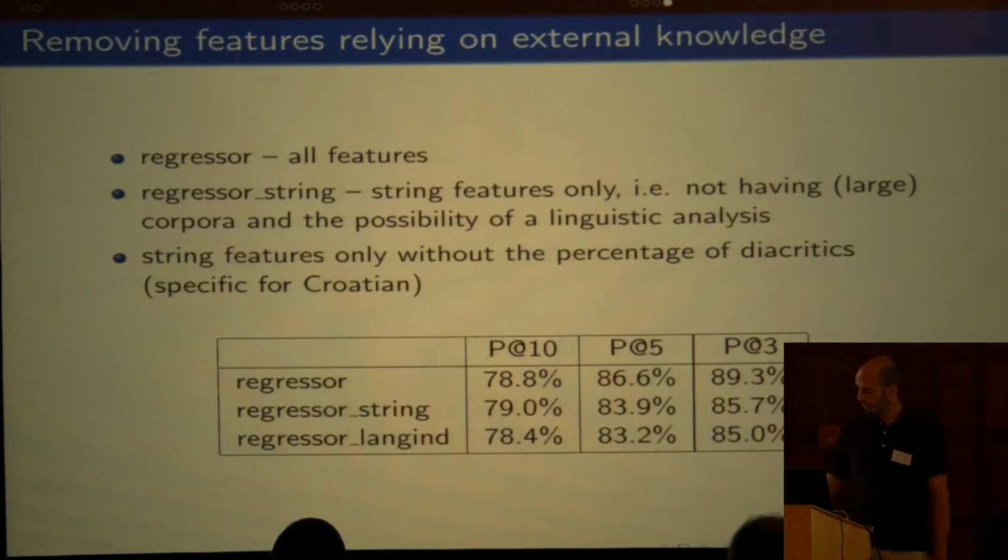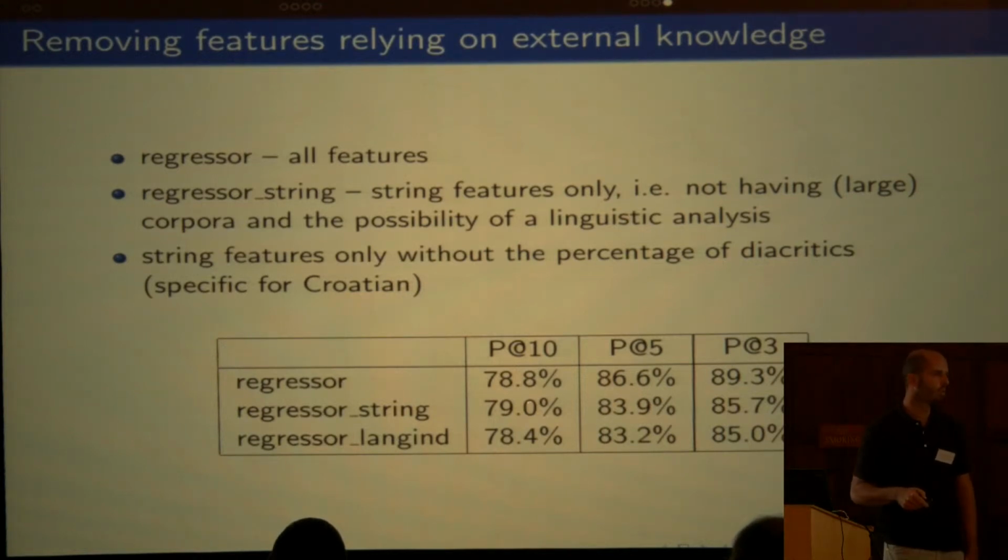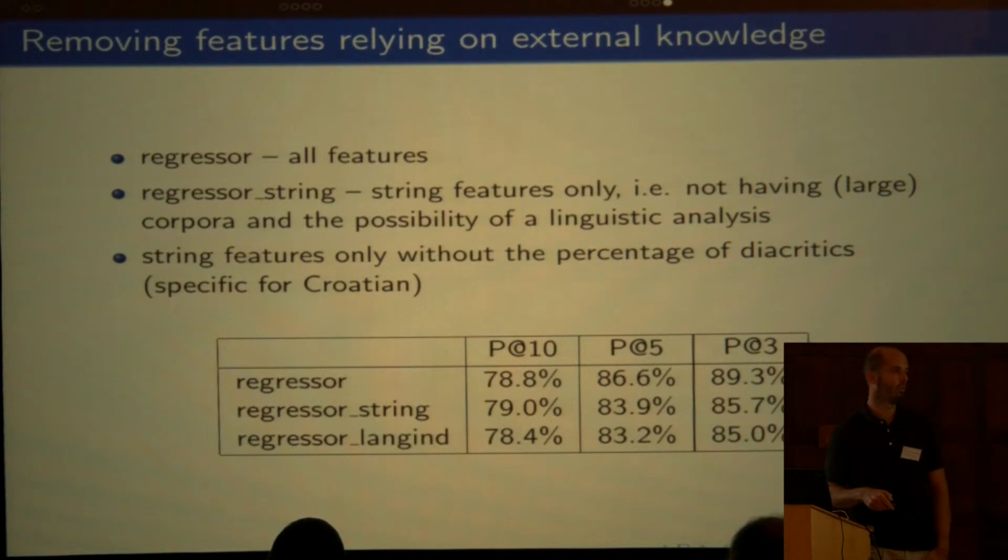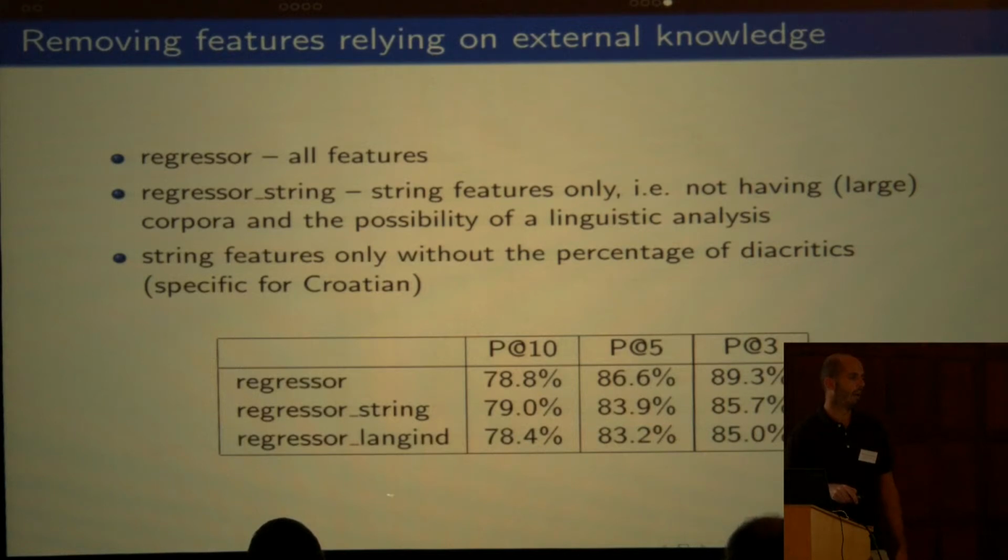You can see that by removing these outer knowledge sources, we do lose around 2% in the case of the first 10 candidates, and a little bit below 4% in the case of the first 3 candidates. If we remove only the language-specific feature, we are still quite good, so the loss is minimal. If we remove all the features which are dependent on the language and on external real language resources, we are still okay, with 85% precision at the first 3 candidates and 78% on the first 10.